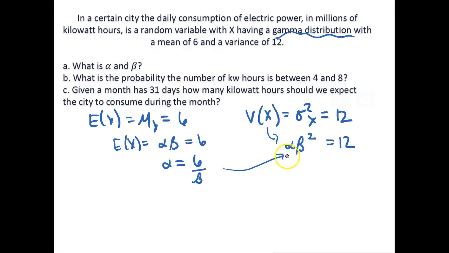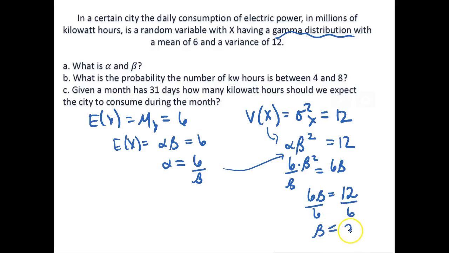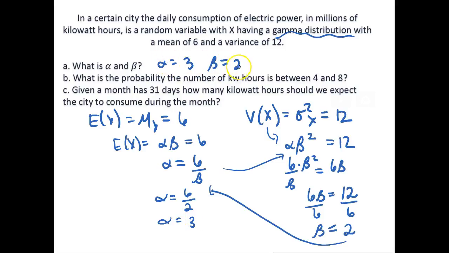And if we plug alpha into the other equation, we get 6 over beta times beta squared, which is equal to 6 beta. This is then equal to 12, so 6 beta is equal to 12. If we divide by 6 on both sides, we get that beta is equal to 2. Now if we plug this back in, we find that alpha is equal to 6 over 2, which is equal to 3. So alpha is equal to 3 and beta is equal to 2.